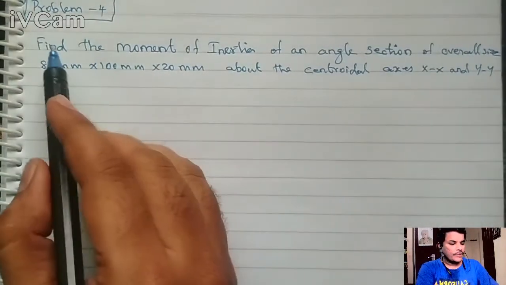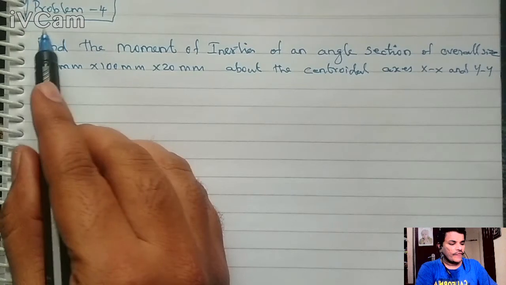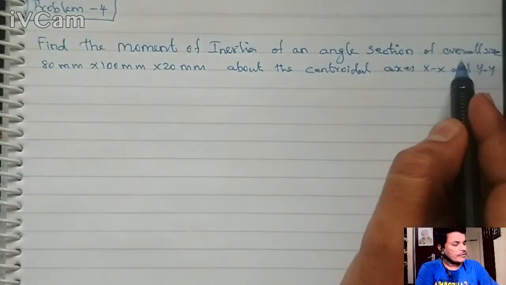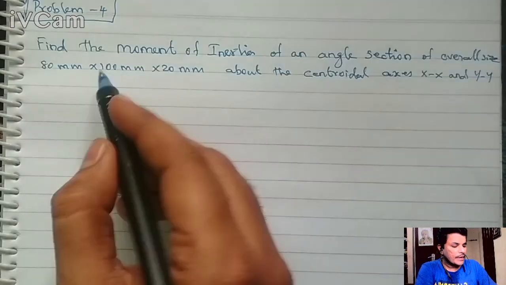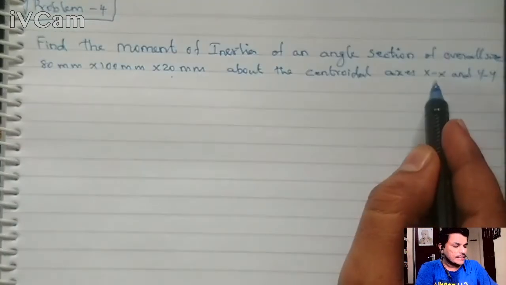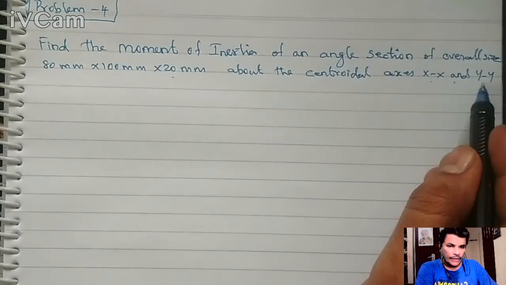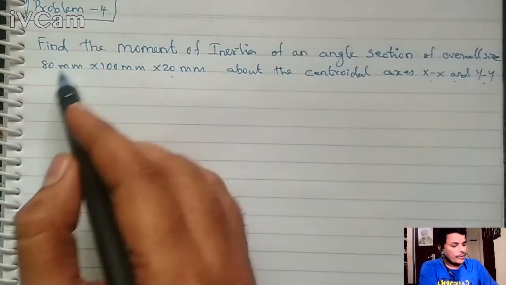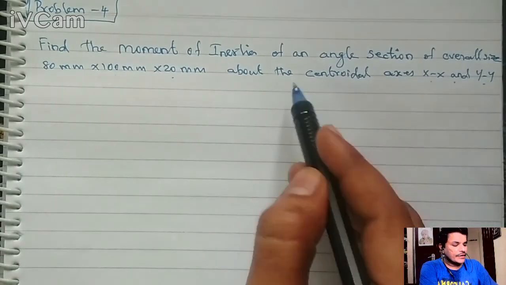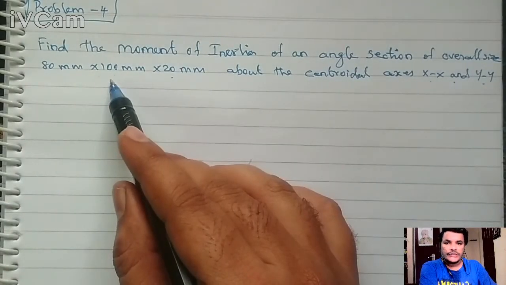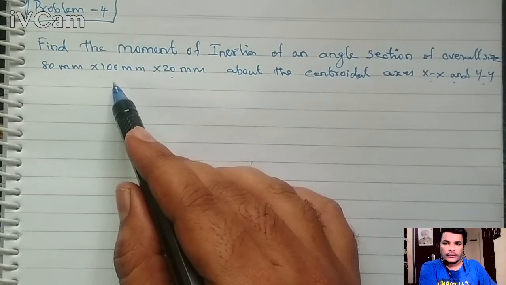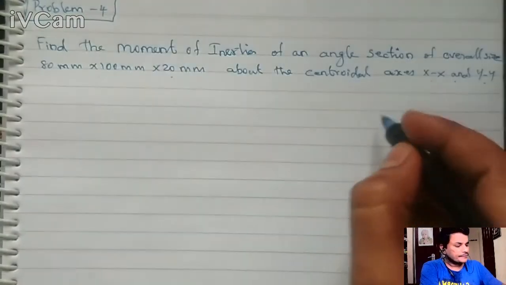So this is problem number 4. Find the moment of inertia of an angle section of overall size 80 mm by 100 mm by 20 mm about the centroidal axes xx and yy. Now, the dimensions of the angle section are given in the statement. According to the statement, I am going to draw the angle section.